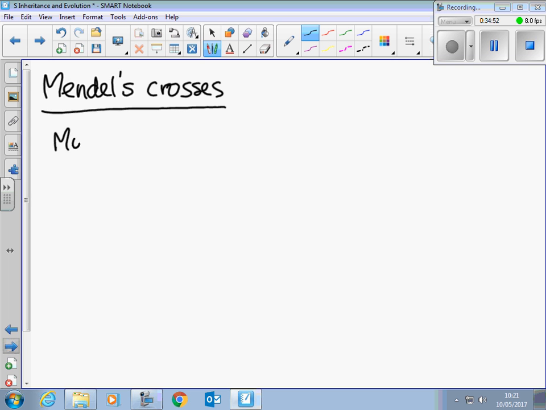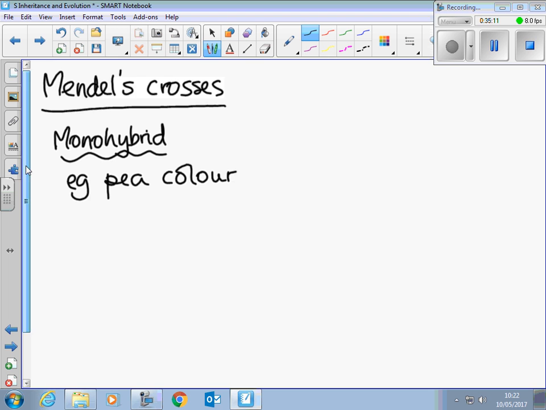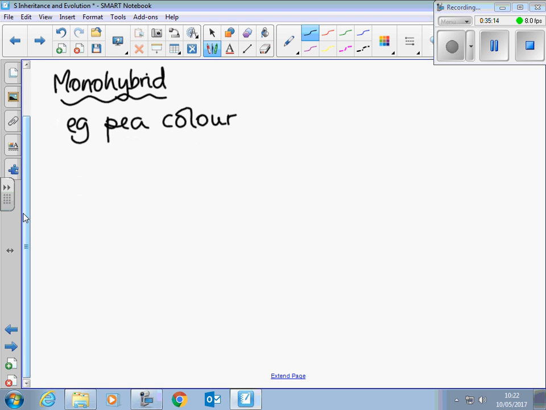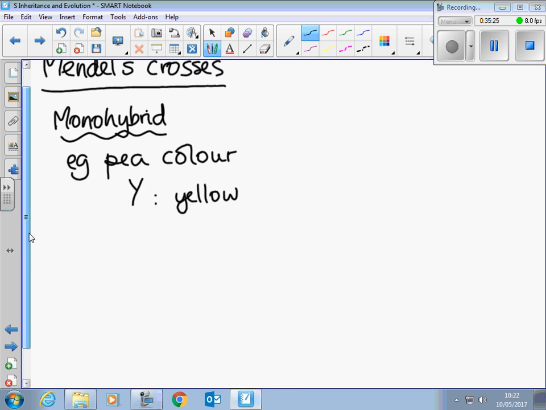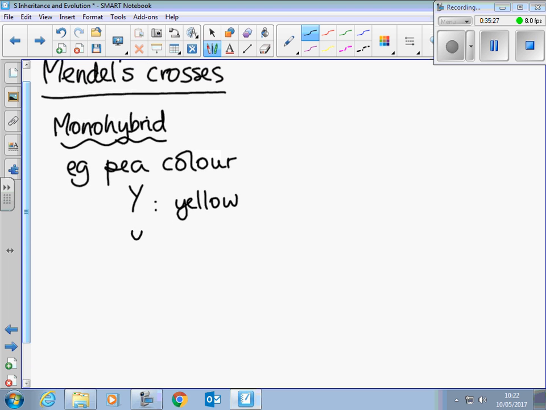First of all, let's look at the idea of the monohybrid cross. Monohybrid means a single characteristic. And we're going to take, for example, pea colour. So, the dominant colour in peas is yellow. And we represent the green, which we're more familiar with, with a lowercase y, because that's recessive.